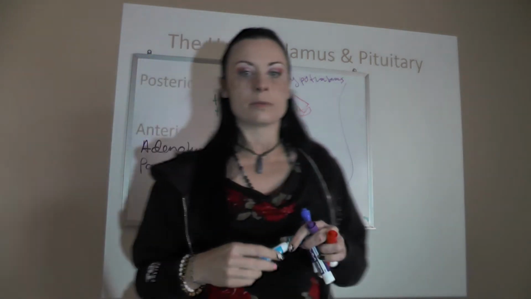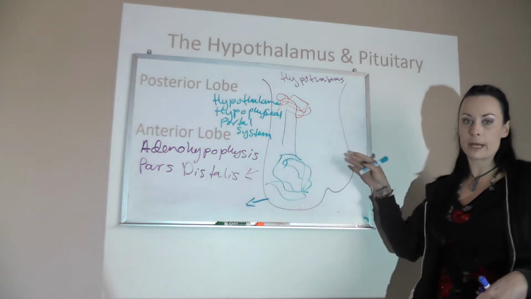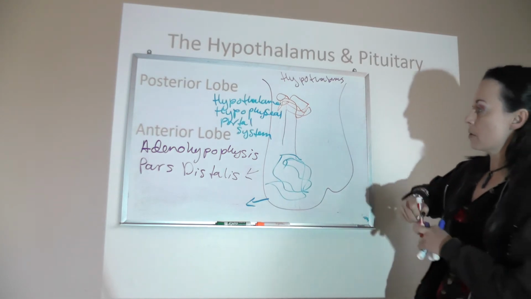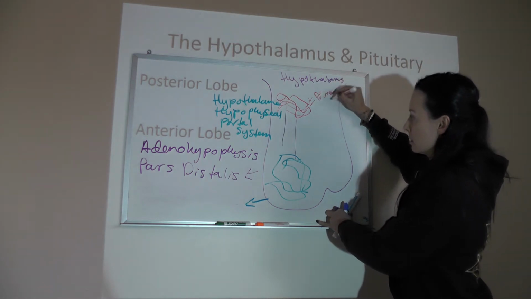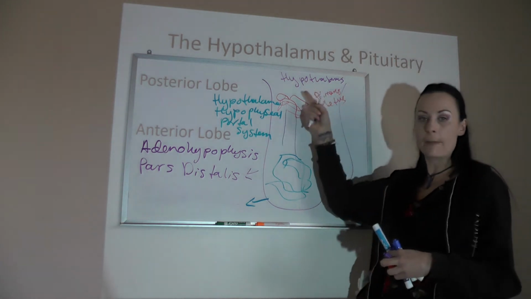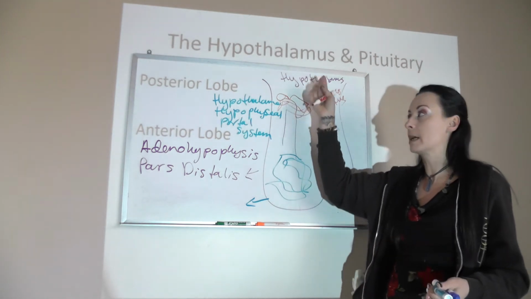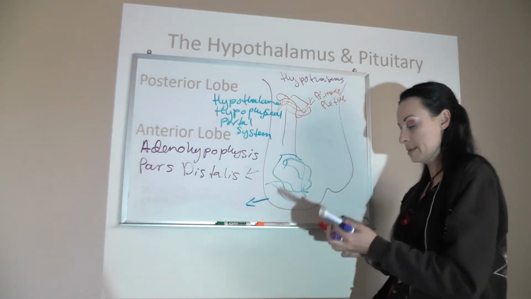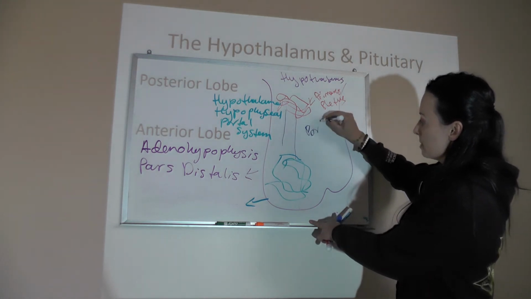So again, portal systems are blood vessel networks where we have our blood going through two capillary beds before returning to the general circulation. And we actually name each of these capillary beds. So this first capillary bed here is called the primary plexus. And into the primary plexus, our hypothalamus is going to release inhibiting hormones. So those will be neurohormones because they're released from neurons into the blood. Those neurohormones will then go through these portal veins and enter our secondary plexus.